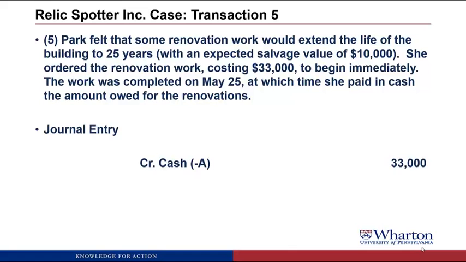What are we getting for this cash? Well, we're adding to the building. So the balance in the building account has to go up. Building is an asset. We make assets go up through a debit. So we debit building for $33,000.